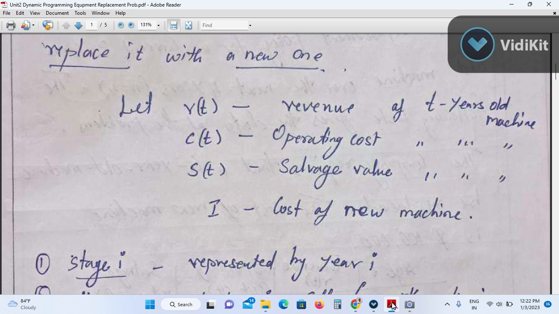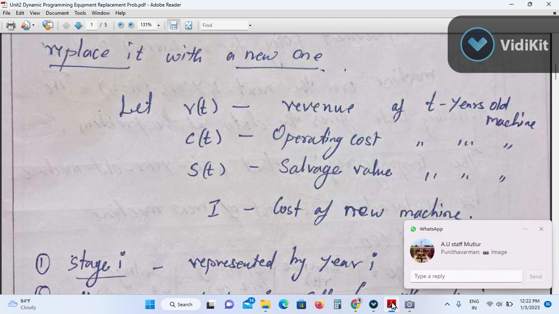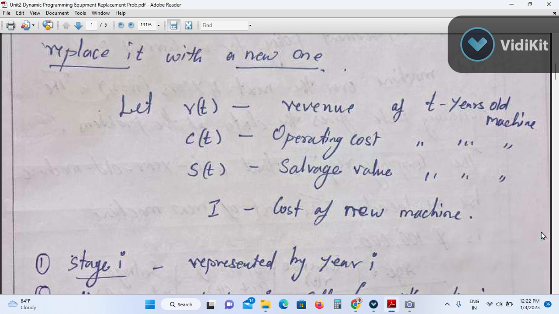And what is s(t)? s(t) is the salvage value. Salvage value is nothing but the market value, because after certain years the machine gets old. In that situation, suppose we want to sell that machine, because I don't want to continue my business, or maybe I want to improve my business. At that stage, you want to sell it. So what is the market value for that machine? The present market value is the salvage value.